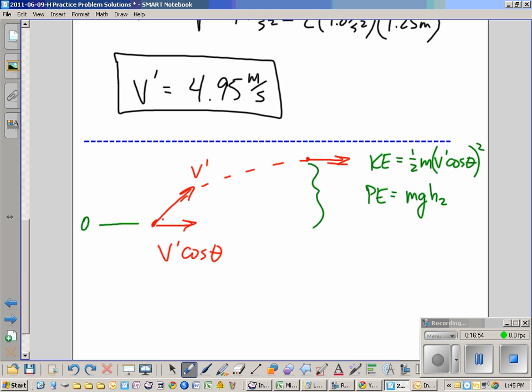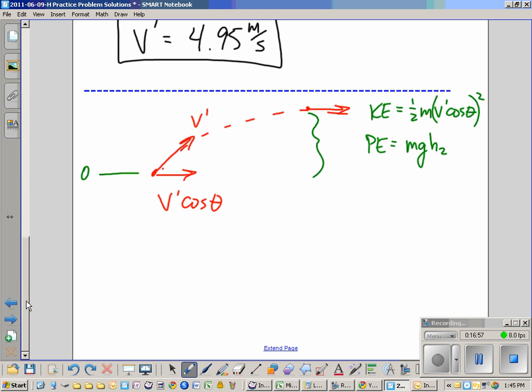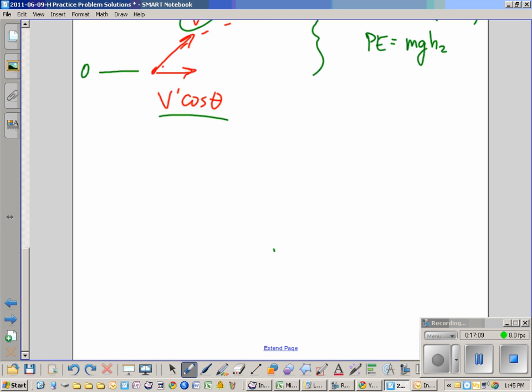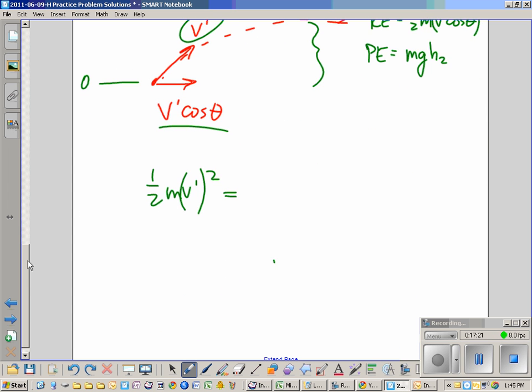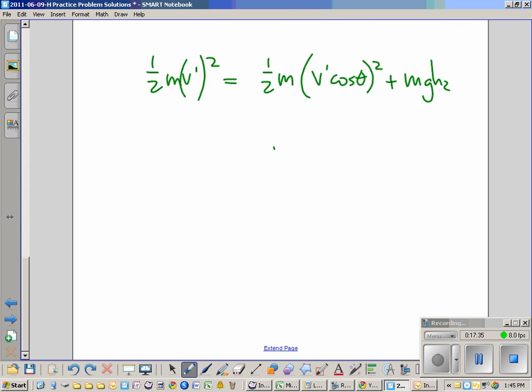All right, so now at the bottom here we have all kinetic energy, 1/2 mv squared, and at the top we have this up here. So we got 1/2 mv squared kinetic energy, no potential energy. 1/2 mv prime squared is our energy budget. We're starting over. It is equal to 1/2 mv prime cosine theta squared plus mgh2. All right? So now we're trying to solve for h2.